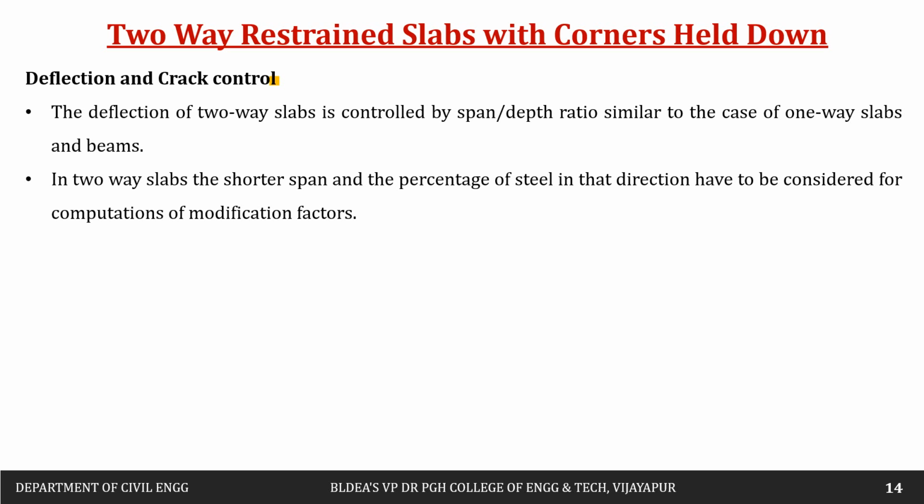The next is regarding deflection control. The deflection of two-way slabs is controlled by the span to depth ratio, as we have done for one-way slabs and beams. In two-way slabs, the shorter span and the percentage of steel in that direction have to be considered for computation of modification factors. So we have to use Lx as well as the percentage of steel in that direction for computing the modification factors.